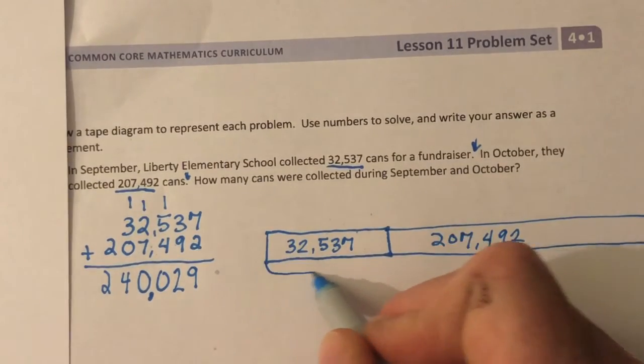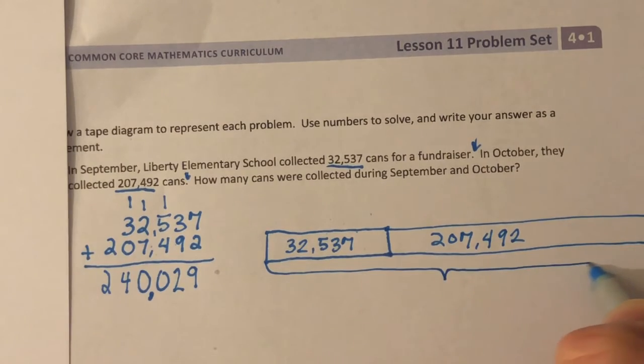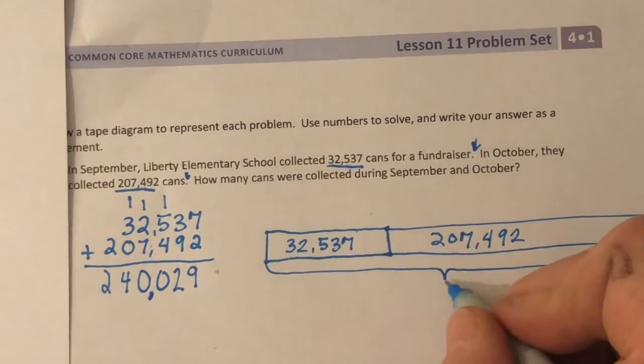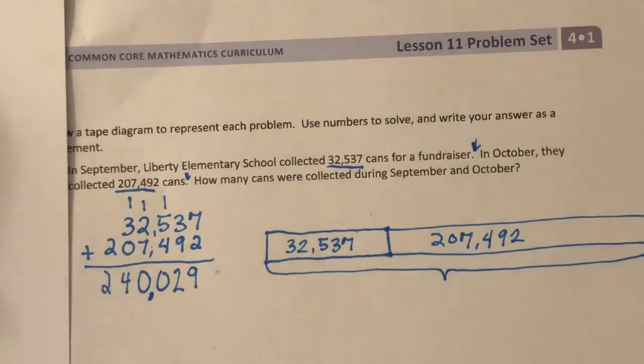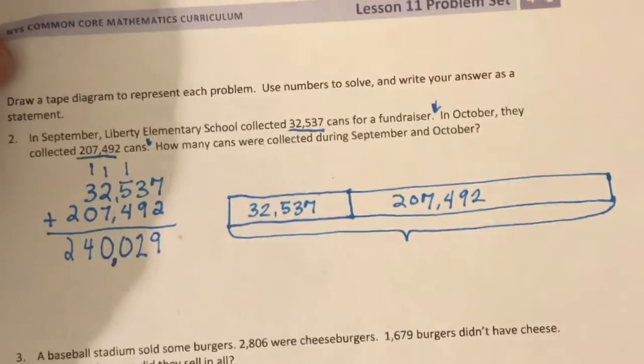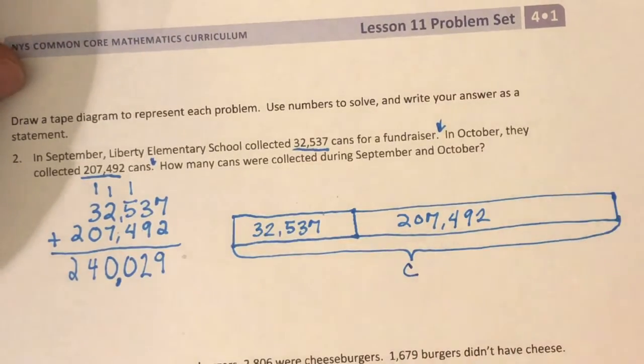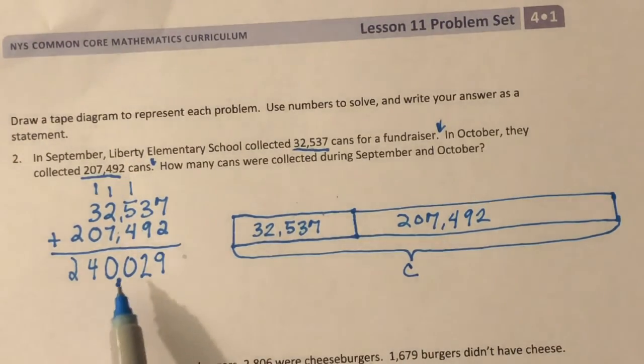Okay, so I'm adding those two together, and what I wanna find is this. I wanna find how many cans is that all together. Okay? And that's what it's gonna be. So I could label this as a variable. If you remember from last year, we talked about variables. And this variable would be, say, like C for cans, okay? So we know what that answer is.